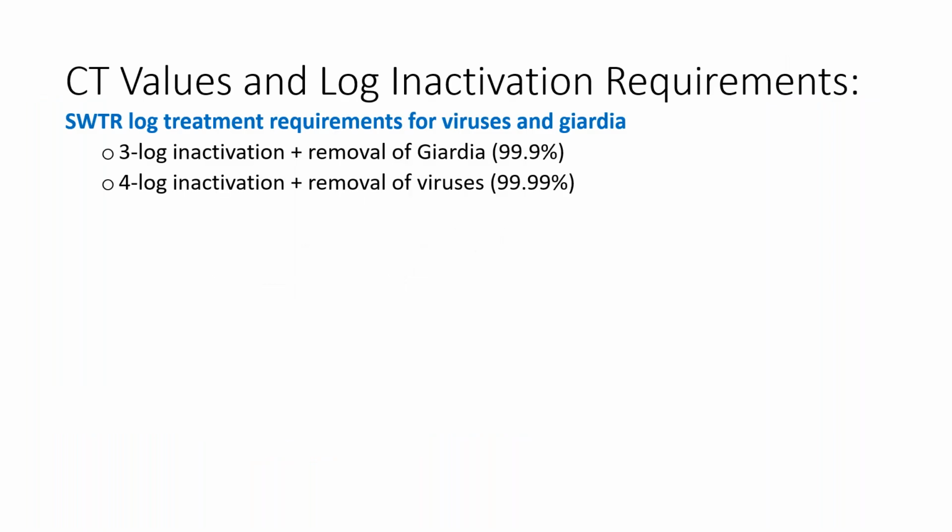As we go into the compliance section of our presentation, CT values are used to compare to the required CT values for log inactivation. So we have 3 log inactivation plus removal of Giardia. So in other words, 99.9%, there's 3 nines, of Giardia need to be either inactivated or removed. And then for viruses, we have 4 log. It means that 99.99% of all viruses need to be either inactivated or removed.